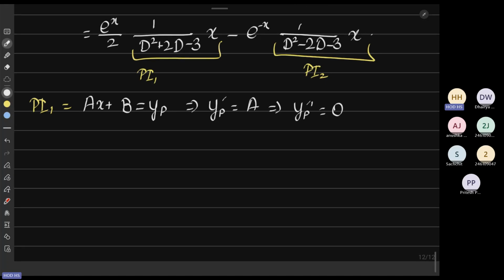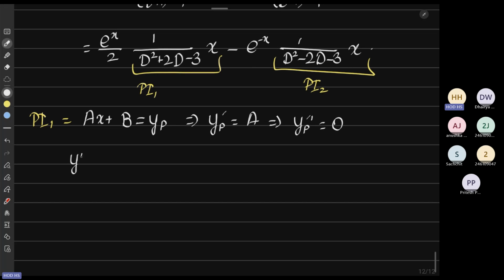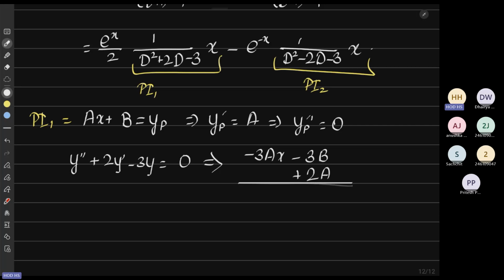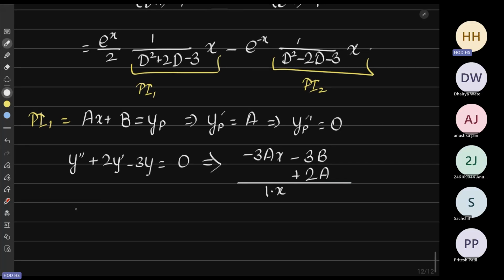So note that this is the solution of the equation y double dash plus 2y dash minus 3y is equal to 0. So substituting these quantities in the equation, we'll get minus 3ax minus 3b, then plus 2a. Everything should add up to 1 times x. So by comparing coefficients, we can write down a as minus 1 by 3.